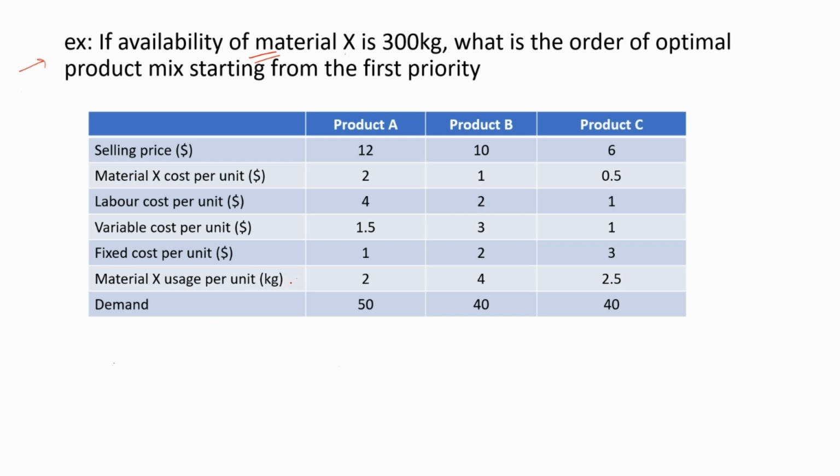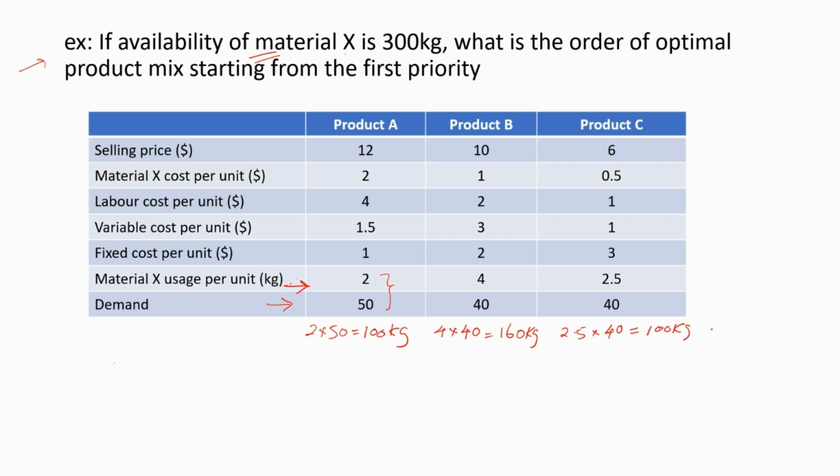They have given the material X usage per unit in kilograms and they have given the demand for each product. Multiplying these two values will give us the total need of material X for each product. For product A, 2 multiplied by 50 is 100 kilograms, which means we need 100 kilograms in order to meet the demand for product A. For product B, 4 multiplied by 40 is equal to 160 kilograms. For product C, 2.5 multiplied by 40 is equal to 100 kilograms.